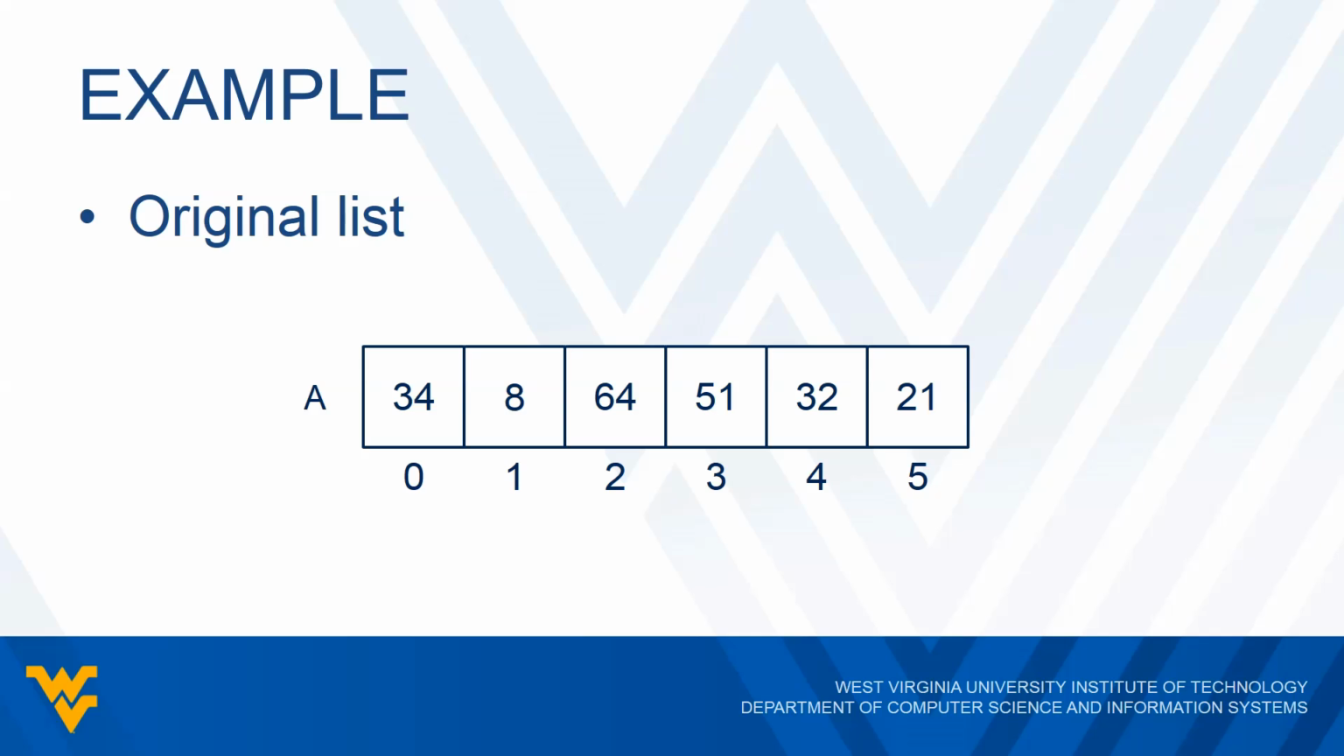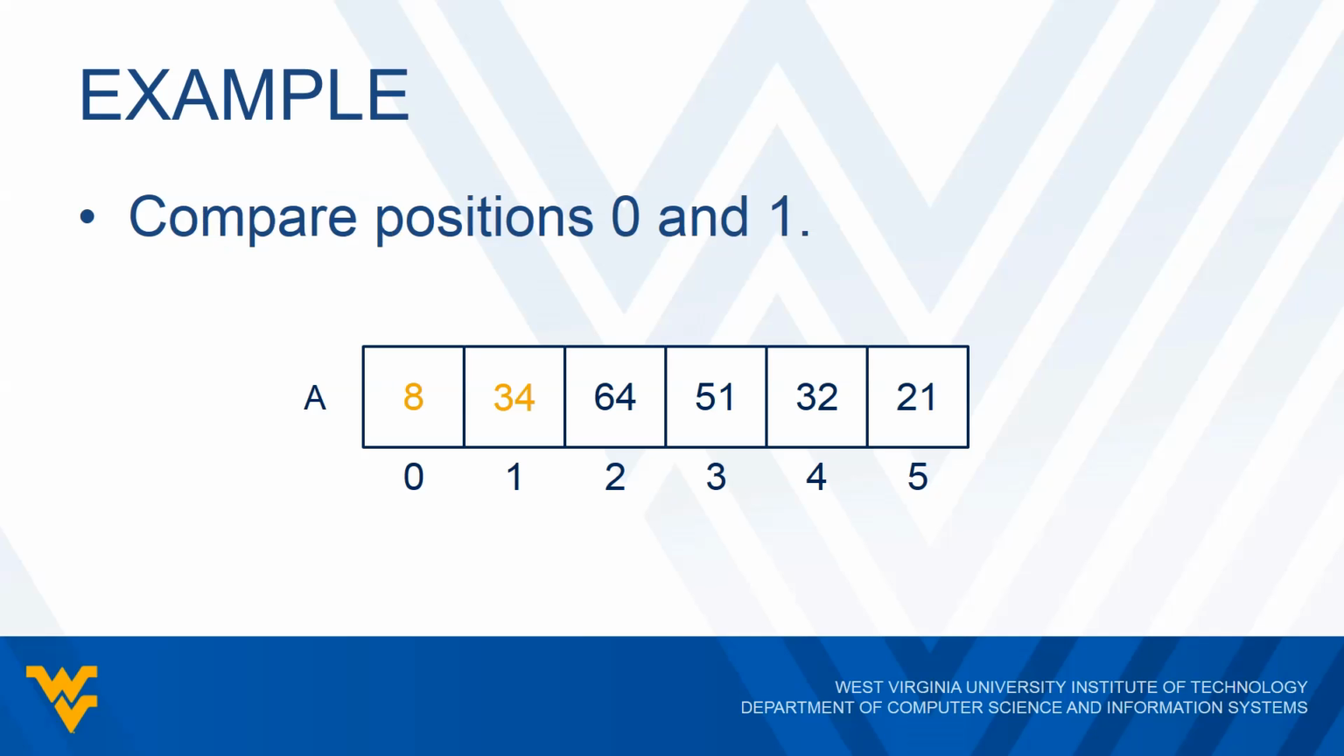Let's do an example of bubble sort. So let's say our list is 34, 8, 64, 51, 32, and 21. We compare positions 0 and 1, so we're going to put the 8 in A0, we're going to put the 34 in A1. We'll then compare positions 1 and 2, so they don't really change because 34 is smaller than 64, so it remains unchanged.